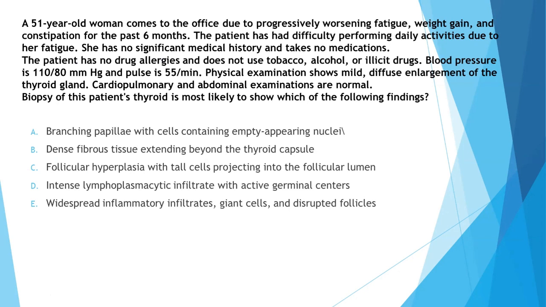Blood pressure is 110 upon 80 millimeter of mercury and pulse is 55 per minute. Physical examination shows a mild diffuse enlargement of the thyroid gland. Cardiopulmonary and abdominal examinations are normal.